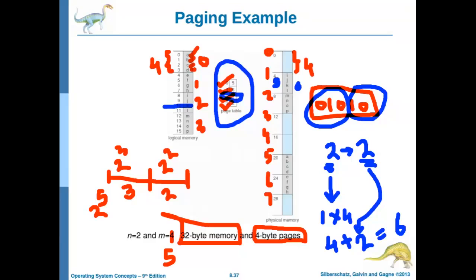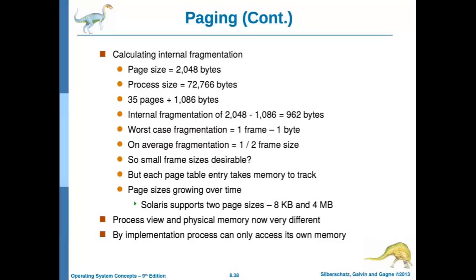How did you understand this paging example? A simple example. Fine, so let us move forward. How to calculate the internal fragmentation? Now that is a very simple thing. For example, I will give a similar kind of example.